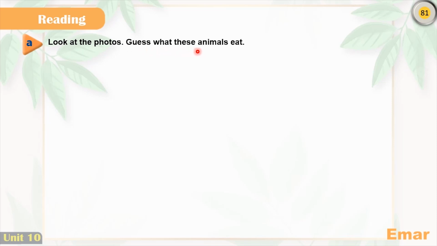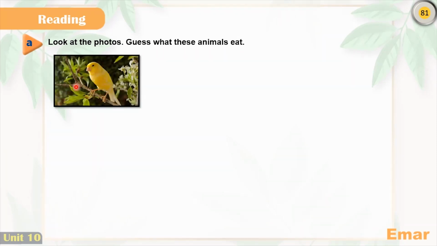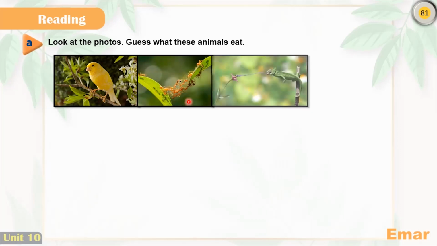Moving to exercise number A. Look at the photos. Guess what these animals eat? This is a canary bird. These are ants. This is a chameleon. These are horses.